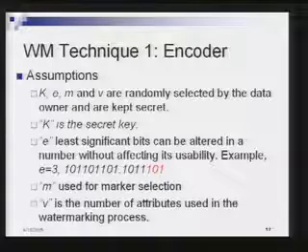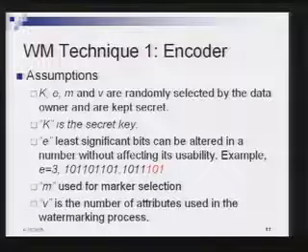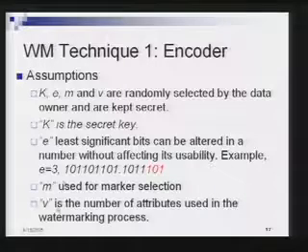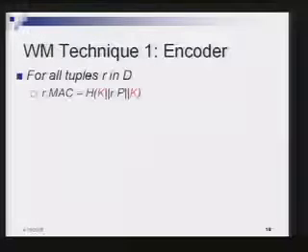See, a relation is tuples, right? This is the horizontal description, and the vertical description is attributes. So the number of attributes that will be used in watermarking is decided upon by V. V decides the number of attributes that will be involved in watermarking. Okay, so now let's see the encoder algorithm.